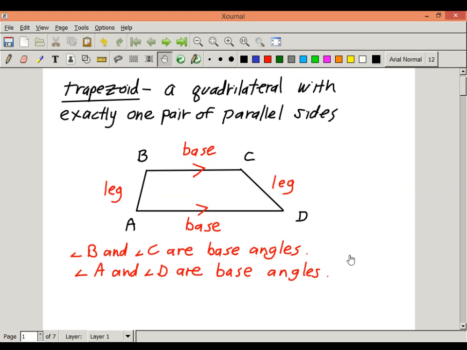Also, we have what's called base angles. So angle B and angle C at the top. These are both base angles because they're angles which include the base. But you also have another pair of base angles down here at the bottom because you have another base. So angles A and D are also called base angles because they include the base. The common side for those two angles is one of the bases.